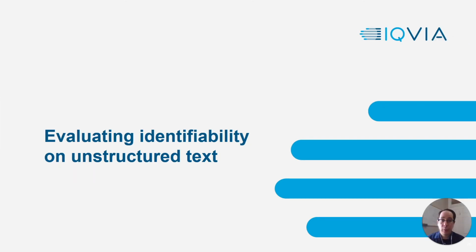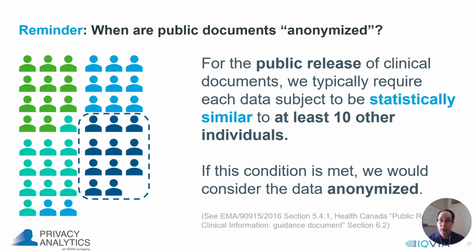So at this point, we've come full circle. We've talked about what anonymization means in practice, and we've understood how we can leverage AI/ML to build out a detection pipeline. Now, given that any human or machine-led process will have some finite accuracy, what does that actually mean for identifiability? Well, just to give a brief reminder, for the public release of clinical documents, we typically require each data subject to be statistically similar to at least 10 other individuals, or equivalently a cell size of 11.